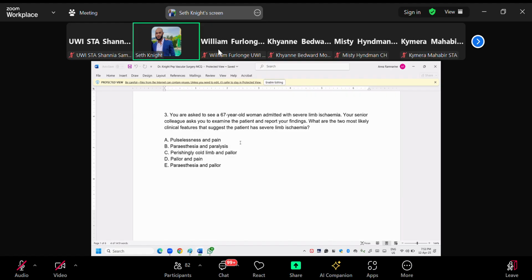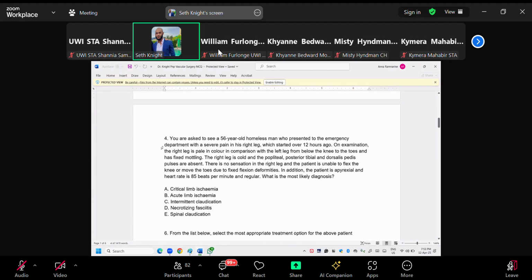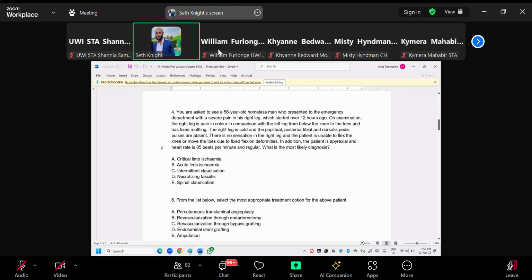Nice, exceptional. So this is a 67-year-old woman admitted with severe limb ischemia. They ask you to report your findings, which two of the following suggest severe limb ischemia. And we said the most severe would be paresthesia and paralysis out of the options here, and that is sensory loss and muscle weakness. If the patient has paresthesia and paralysis, the limb is unlikely to be salvageable. So now we're going to answer number 4 and 6.